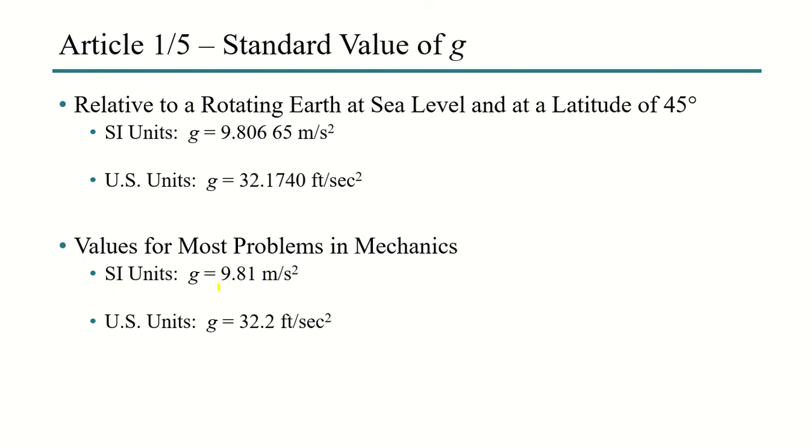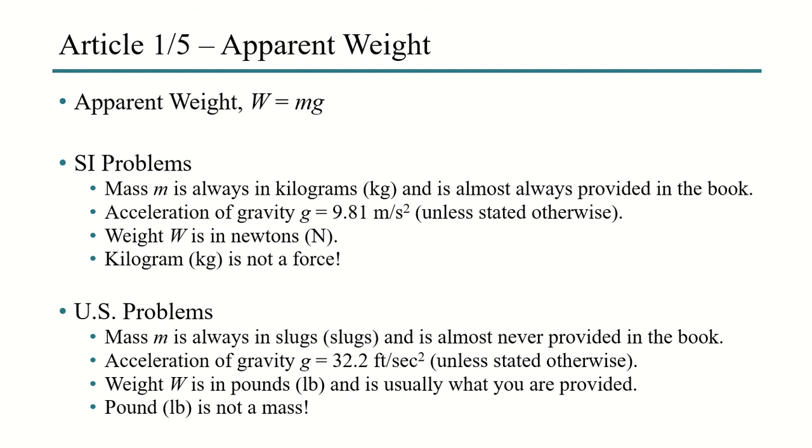For the SI units, g is equal to 9.81 meter per second squared. For the US units, g is equal to 32.2 feet per second squared. In our calculations of the problems that we will be solving later on, we have to use mostly these constant values for acceleration.